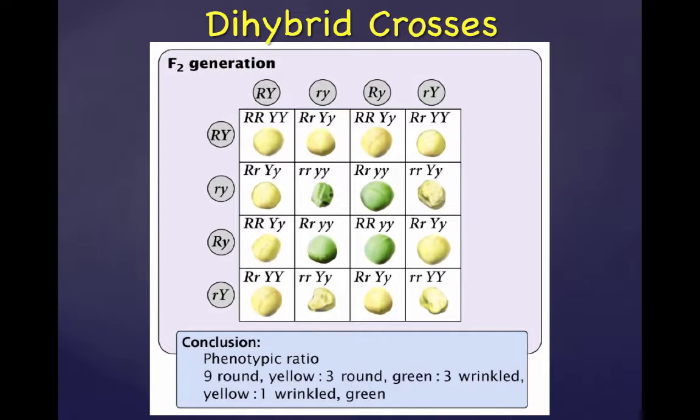9:3:3:1. So in this case here, 9 offspring are going to be round and yellow, 3 are going to be round and green, 3 are going to be wrinkled and yellow, and 1 is going to be 100% recessive, and that's going to be wrinkled and green. So with dihybrid crosses, you know that you're dealing with a dihybrid cross if you see a phenotypic ratio of 9:3:3:1.